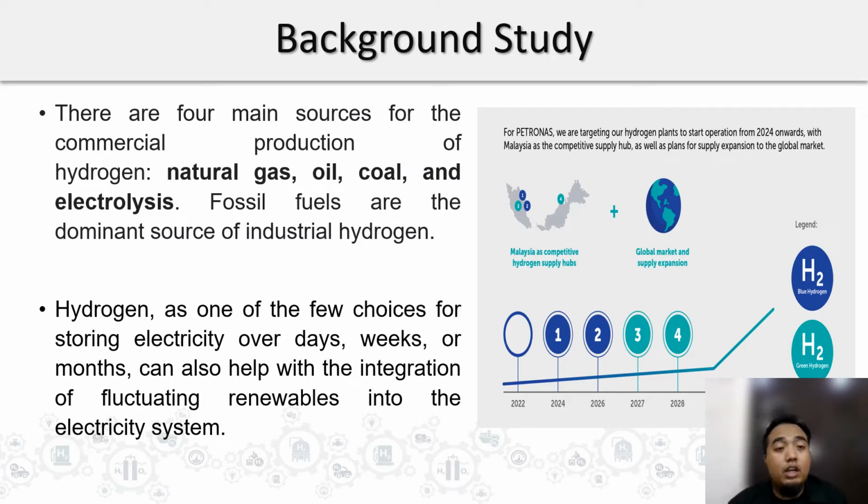There are four main sources of commercial hydrogen production in the world currently. First is natural gas, then oil, coal, and electrolysis. So the most dominant sources are fossil fuels. Hydrogen, as one of the few choices for storing electricity over days, weeks, or months, can also help with the integration of fluctuating renewables into the electricity system.